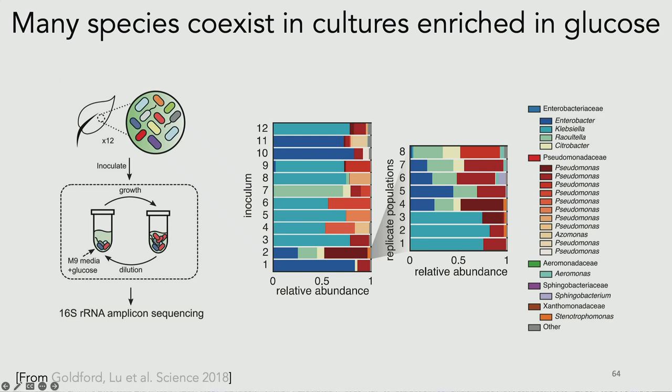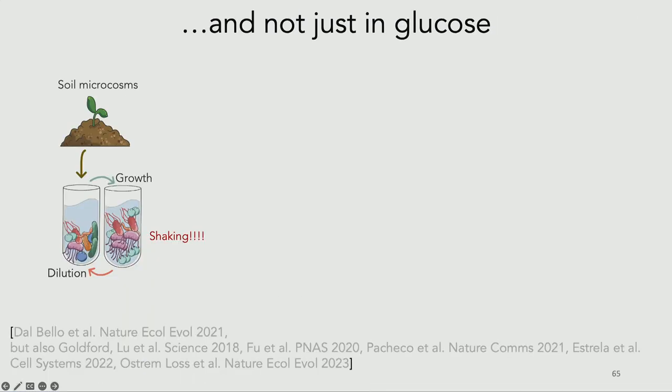So here in this plot, each of these bars is actually an inoculum coming from a different leaf, a different grain of soil. And you can see that they have many, many species. And even replicates of these inocula show different species. So the question is, is it just glucose? What is special about glucose? What about other resources? Well, I did kind of the same thing.